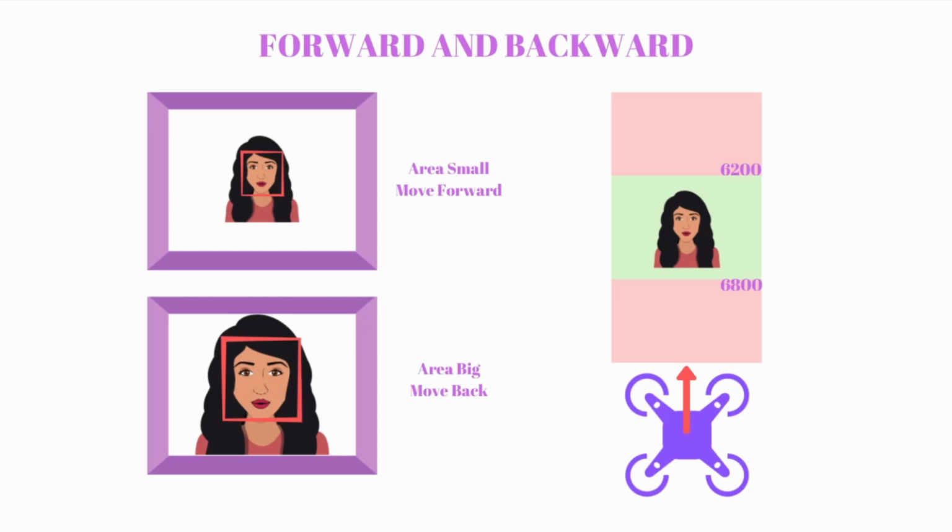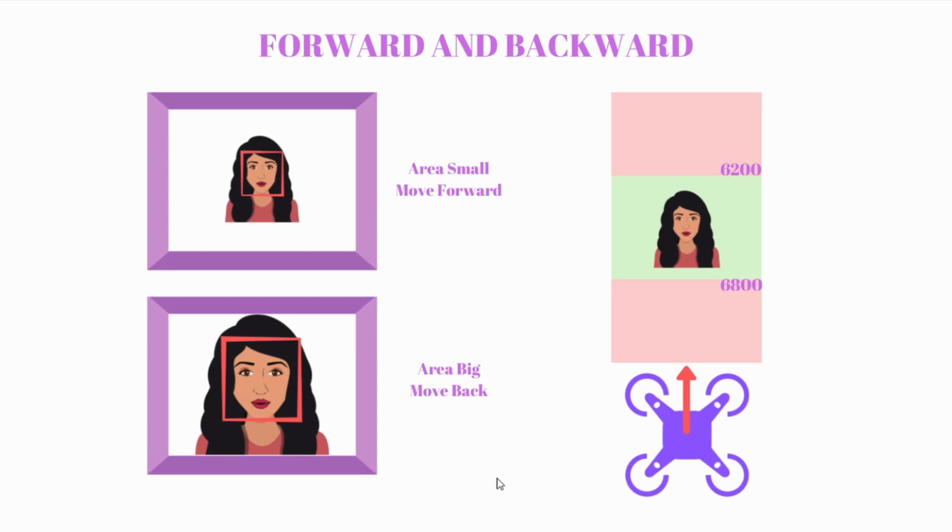Now, when we have to move the drone and we have to track our face, we need two different things. We need the motion of forward and backward, and we need the motion of rotation. So we need yaw and forward and backwards. So let's have a look at forwards and backwards first. So we will treat both of these individually, and then we will combine the code for them.